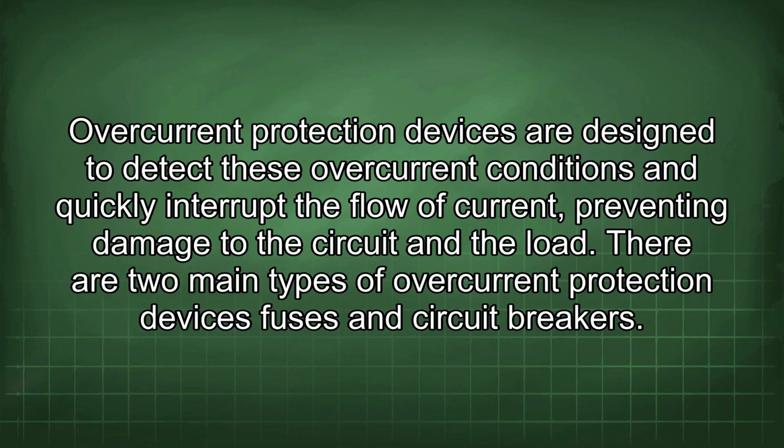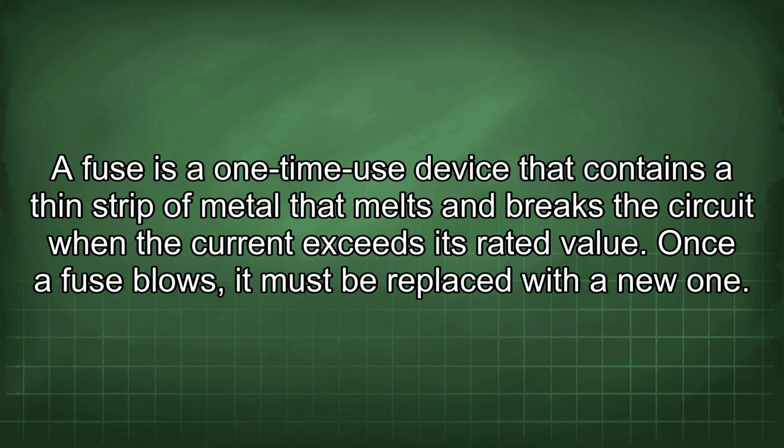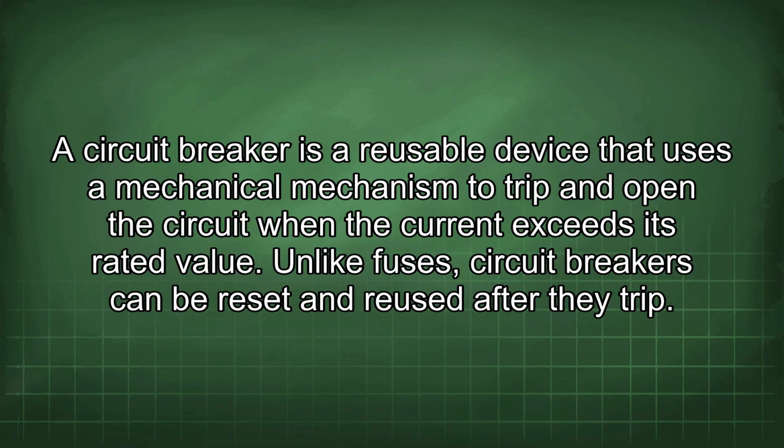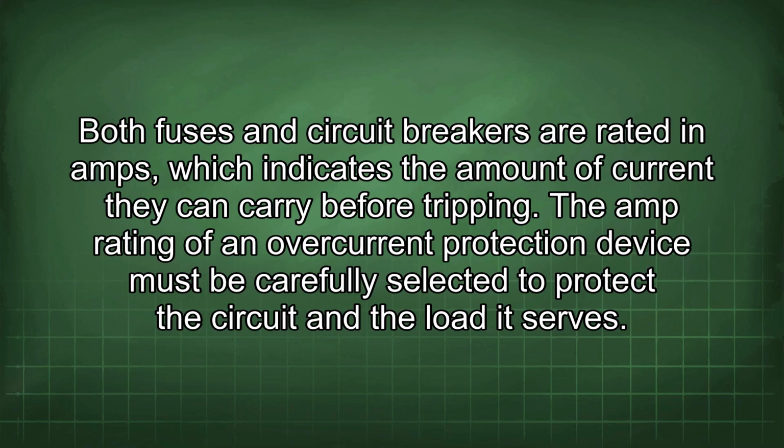There are two main types of overcurrent protection devices: fuses and circuit breakers. A fuse is a one-time use device that contains a thin strip of metal that melts and breaks the circuit when the current exceeds its rated value. Once a fuse blows, it must be replaced with a new one. A circuit breaker is a reusable device that uses a mechanical mechanism to trip and open the circuit when the current exceeds its rated value. Unlike fuses, circuit breakers can be reset or reused after they trip. Both fuses and circuit breakers are rated in amps, which indicates the amount of current they can carry before tripping.